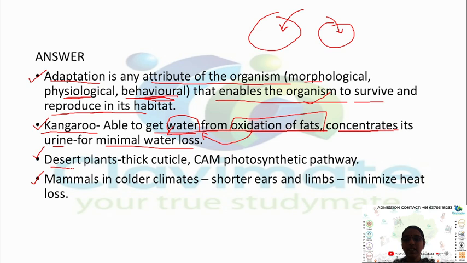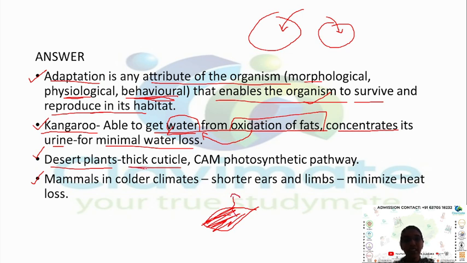Okay, next is the desert plants. Desert plants have a thick cuticle. So a thick cuticle is a waxy layer. So we have a normal plant, I'm taking a normal leaf, and this is the outer layer, right? So they will have a thick waxy layer coating called the cuticle. So this will minimize the water loss or transpiration. The correct term is transpiration.